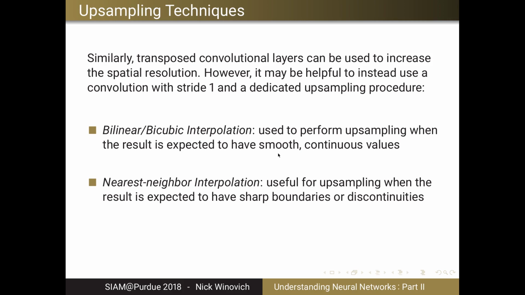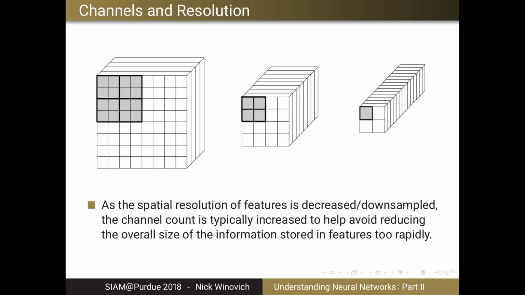So bilinear and bicubic will give you some smooth predictions. If you're working with something like edge detection, you may want nearest neighbor. This can have these sharp discontinuities. But these are often better in terms of performance for your upsampling if you have an application where you need to create a larger feature.